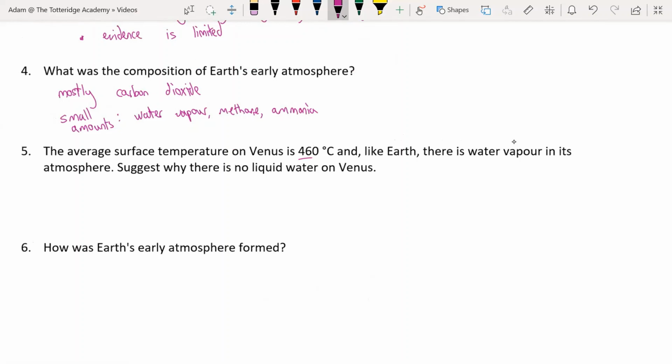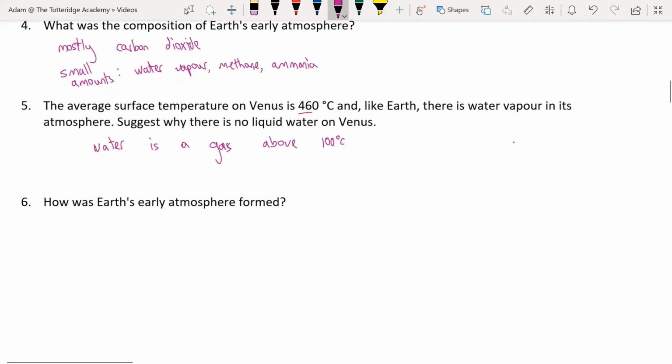Well, the answer is because of how hot it is. Water boils. Water is a gas above 100 degrees. So I don't think you could write just "it's too hot." I think you'd have to be a bit more specific than that and say that water is a gas above 100 degrees, or Venus is so hot that water would be a gas.